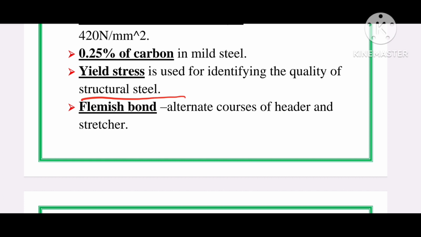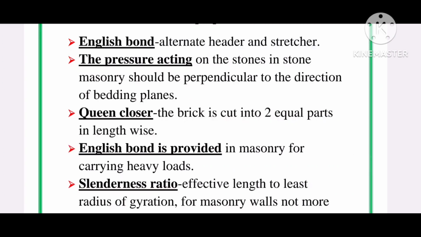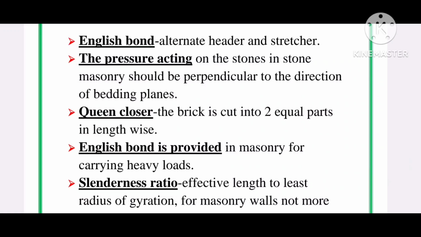Quality of structural steel is identified by the yield stress. Flemish bond is the alternate courses of header and stretcher. Next is English bond. This is alternate header and stretcher. Alternate header and stretcher is English bond, and alternate courses of header and stretcher is Flemish bond.